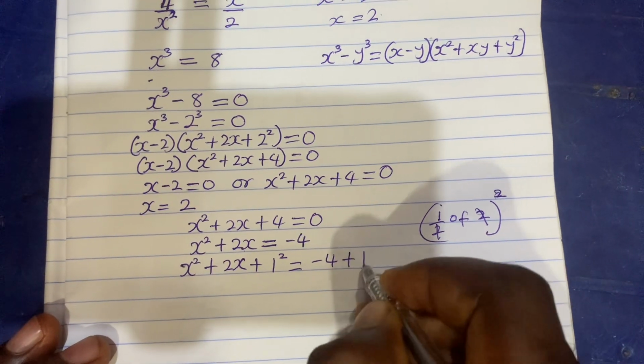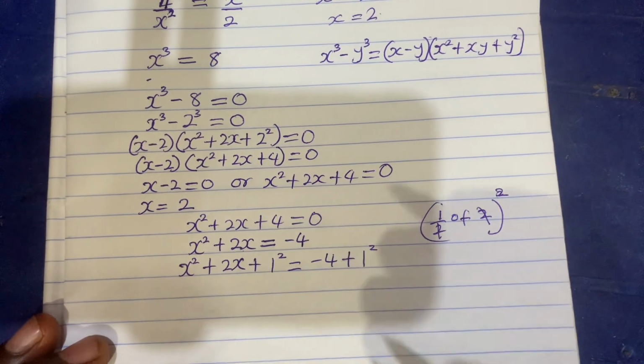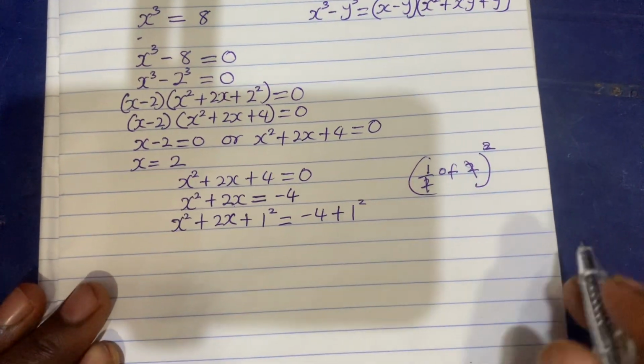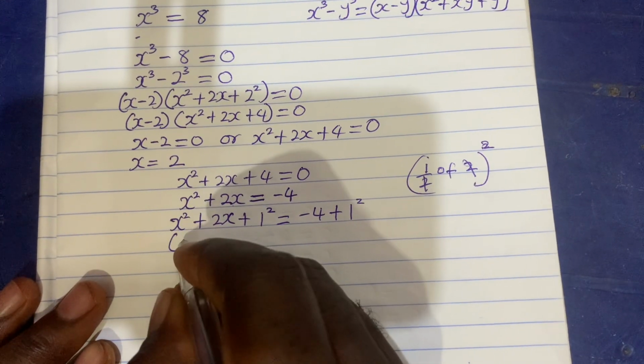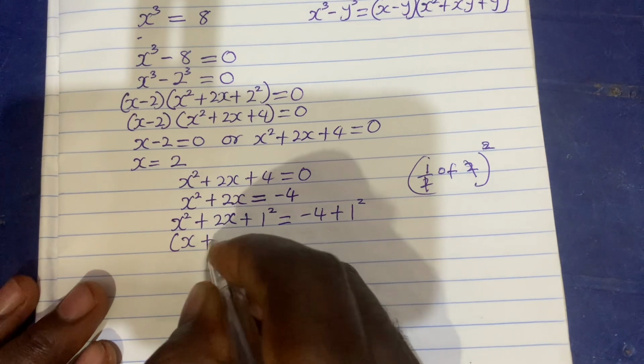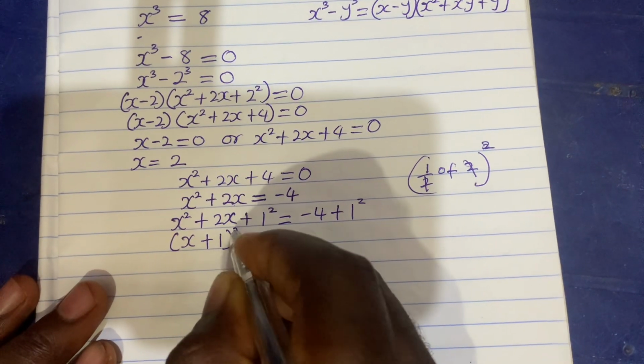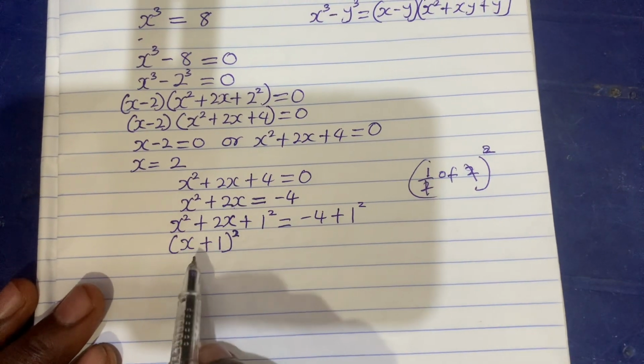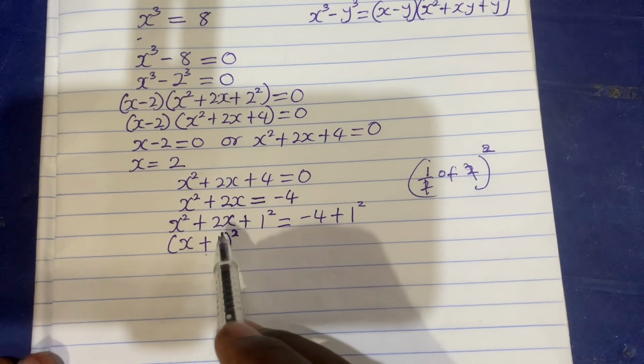Minus 4 plus 1 squared. They say add it to both sides of the equation. So what do we do next? The people that have squared is what I need now. X has squared and plus 1 has squared. Put the square outside to show that everybody inside this house has squared.